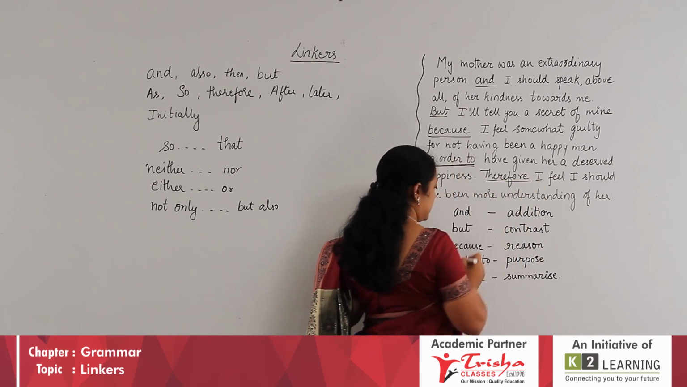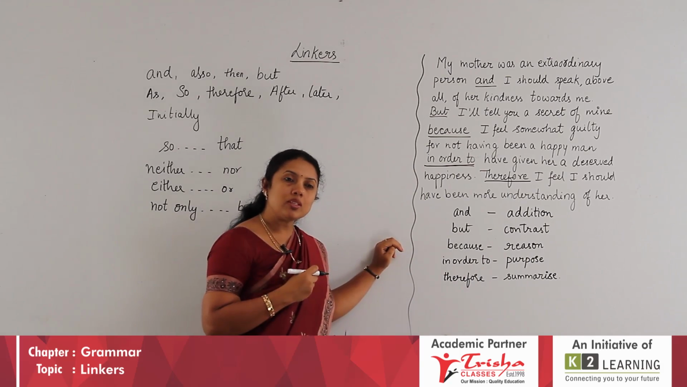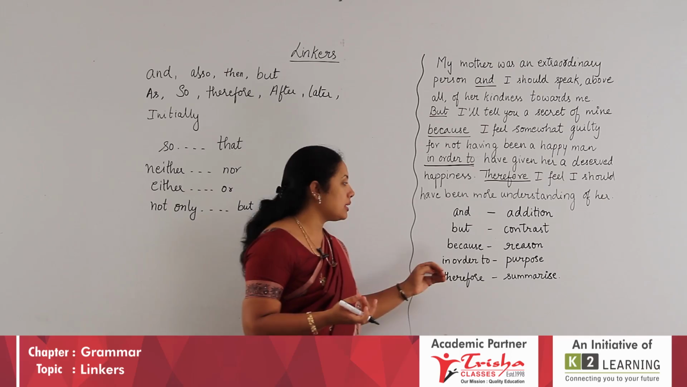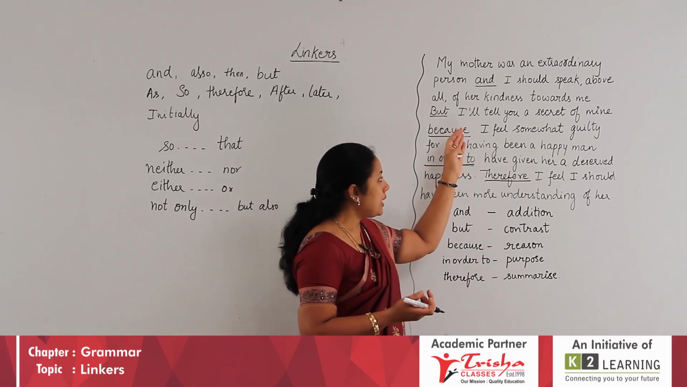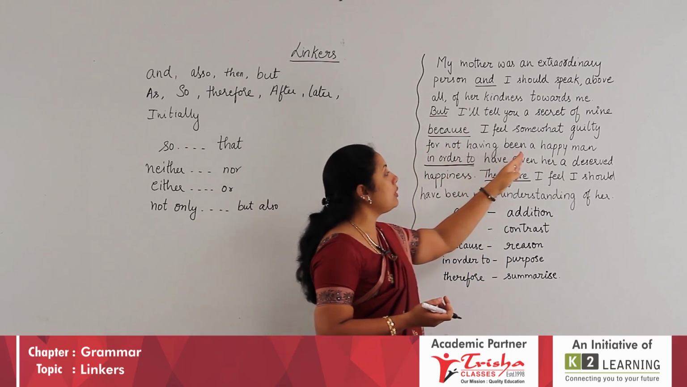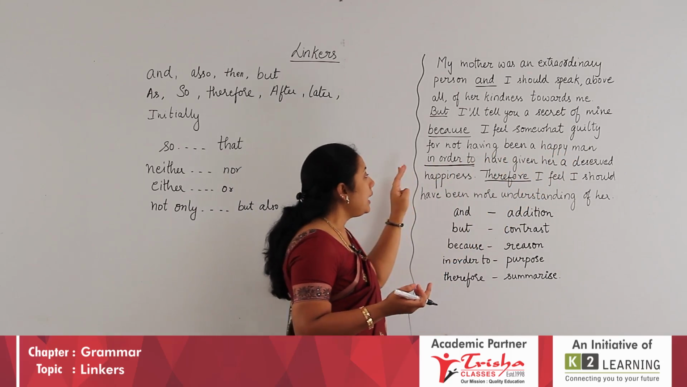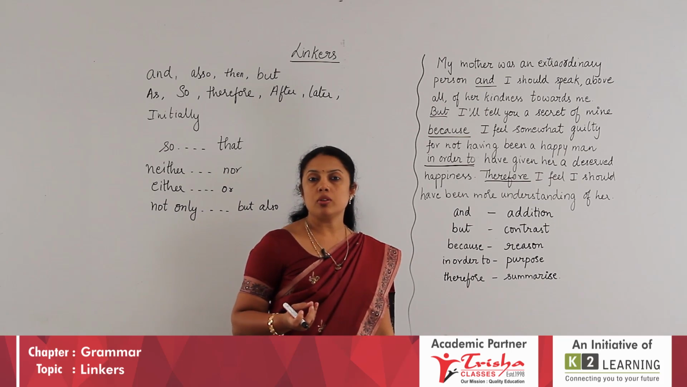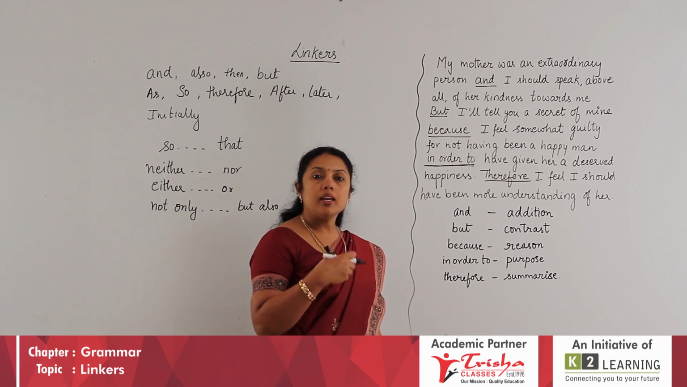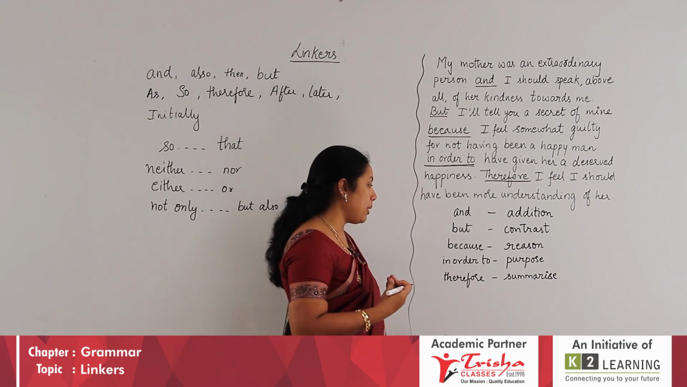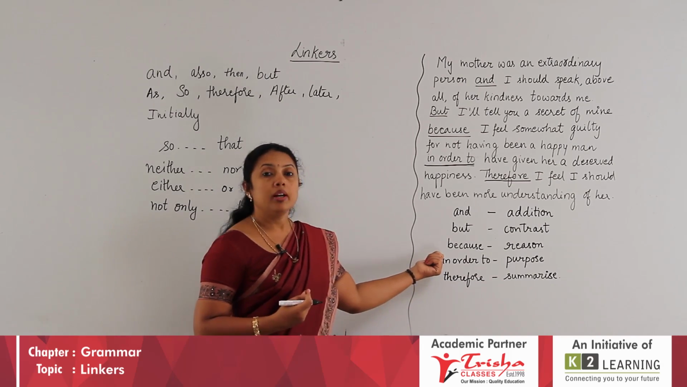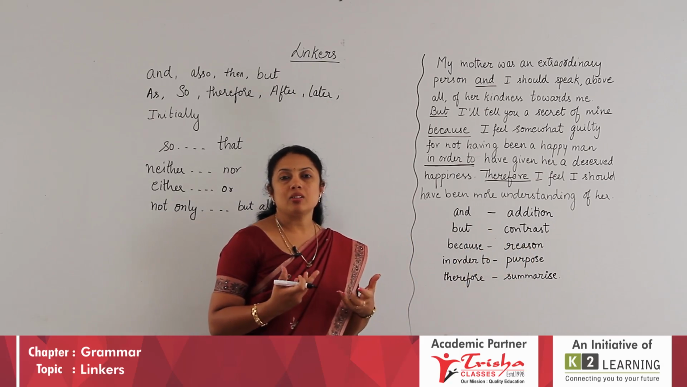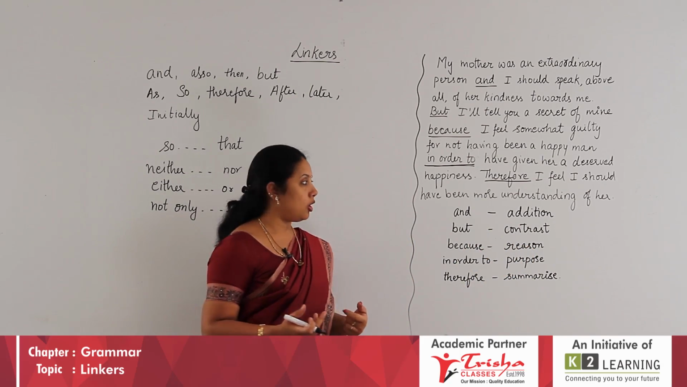This "because" talks about reason. He says, I have a secret, I'll tell you, because I feel guilty. He is trying to give us the reason why he is guilty. He is guilty because he has not been a happy man in order to give her a deserved happiness. He has not given a deserved happiness to his mother, and therefore he feels guilty that he is not a happy man at all. So "in order to" talks about the purpose. He is talking about the purpose why he has not kept his mother happy.